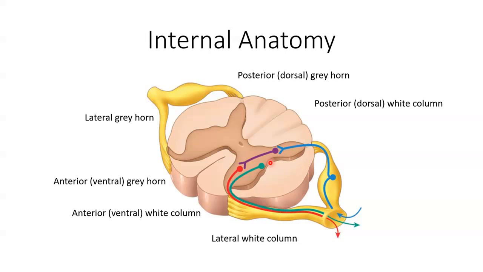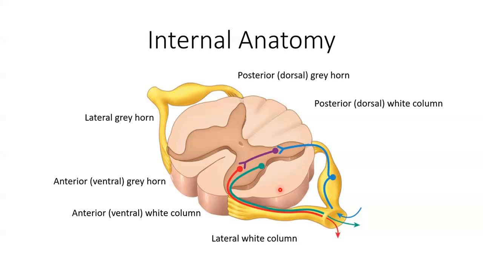Tracts consisting of axons carrying nerve impulses from the brain to an effector, so from up downwards, we call our motor or our descending tracts because they descend down from the brain. Our tracts consisting of axons carrying nerve impulses from our receptors to the brain are called our sensory or our ascending tracts because they're ascending this information up towards the brain.